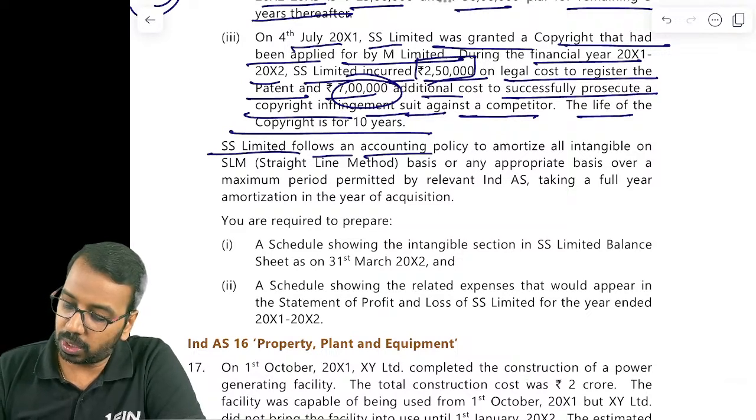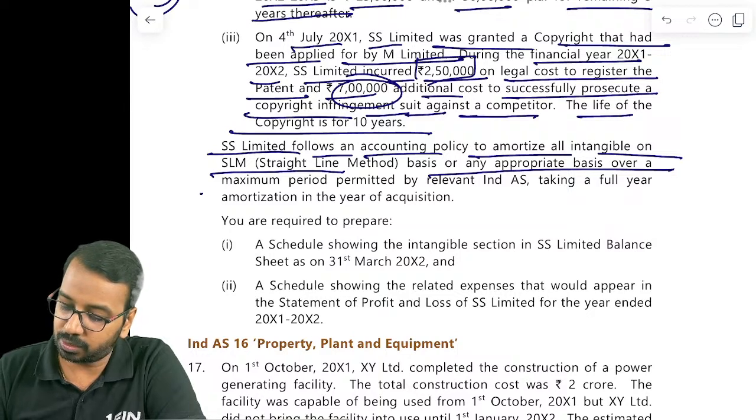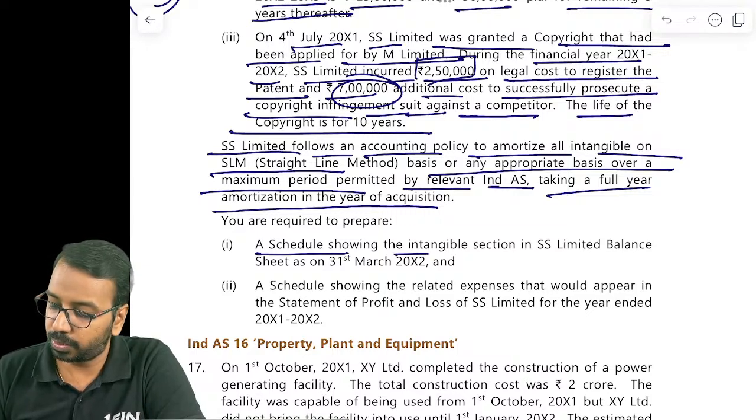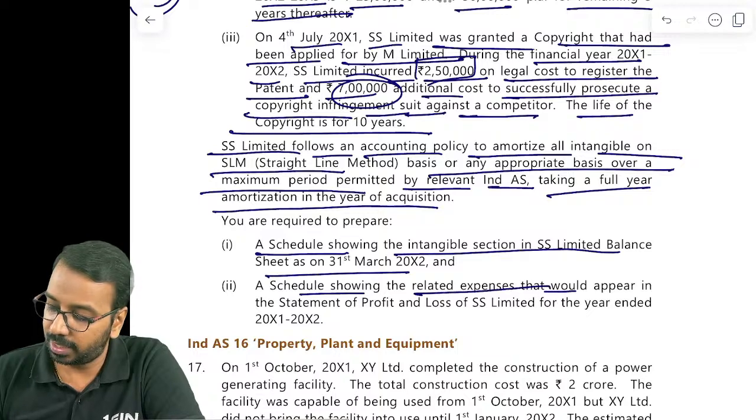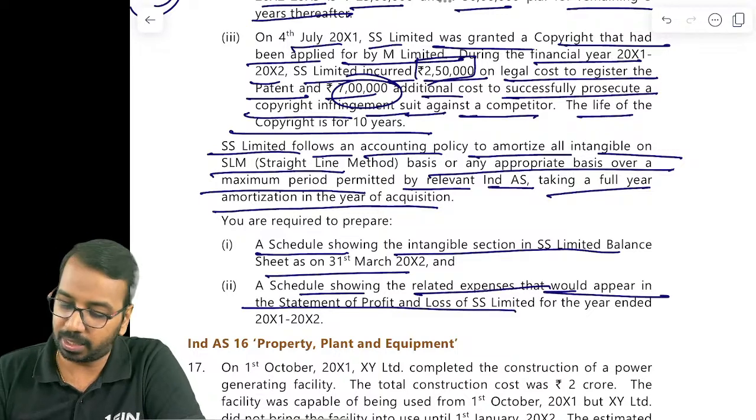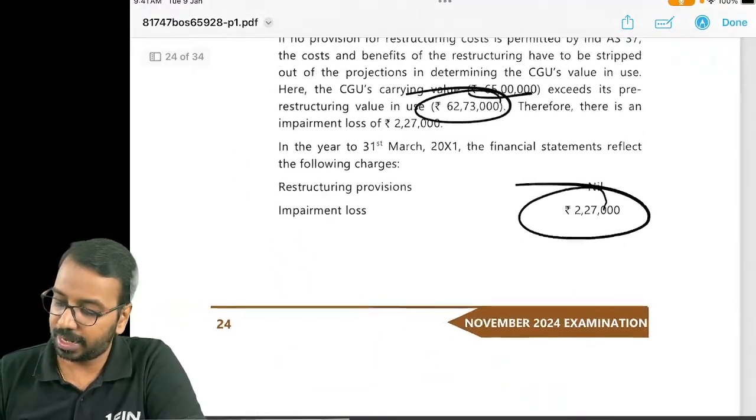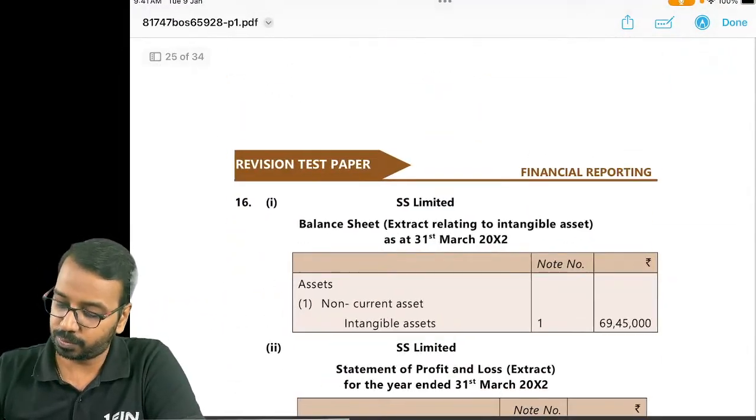SS Limited follows an accounting policy to amortize all intangibles on SLM basis or any appropriate basis over the maximum period permitted by Ind AS, taking a full year amortization in the year of acquisition. Prepare a schedule showing the intangible section in the balance sheet, and a schedule showing related expenses as they would appear in the statement of P&L. So it is very straightforward, just conceptual clarity. If it is there, it is easy for you to solve it.